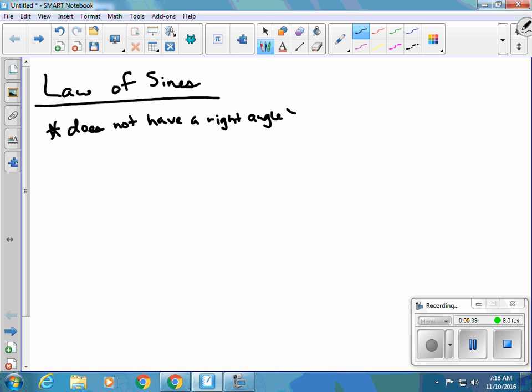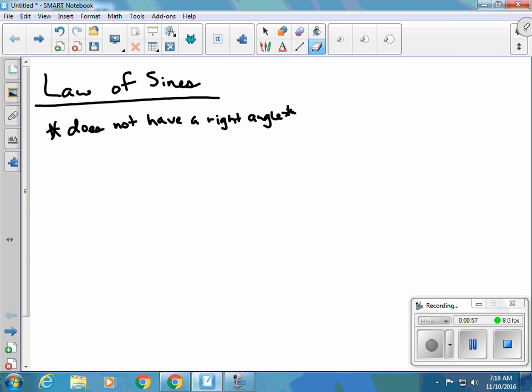So because it does not have a right angle in it, you cannot use SOHCAHTOA. You have to use either the law of cosines or the law of sines, depending on what measures you have.